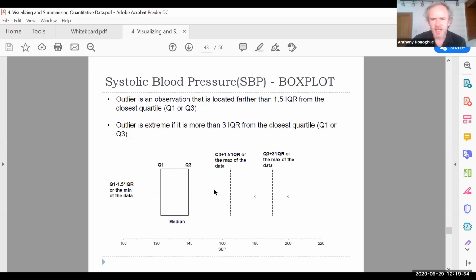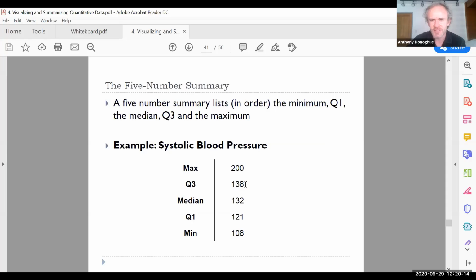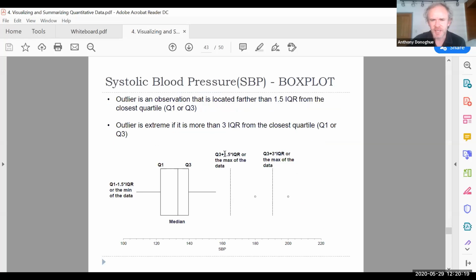Again, running out of time, but out here you see this dotted line. This is like an imaginary line. You go up to Q3, and then Q3 plus 1.5 times the interquartile range. The interquartile range, Q3 minus Q1, is 138 minus 121, which is 17. So 1.5 times 17 above Q3 is where you draw this imaginary line, and any values above it are considered outliers. There is a newer convention for extreme outliers, but any values above it are outliers.